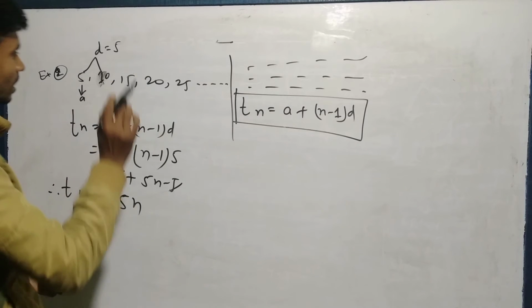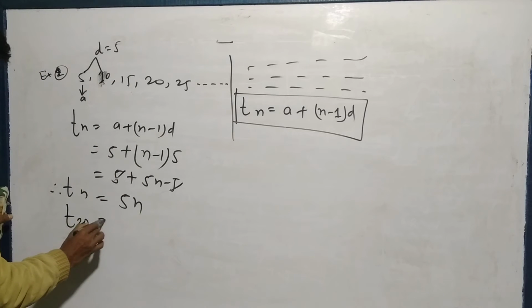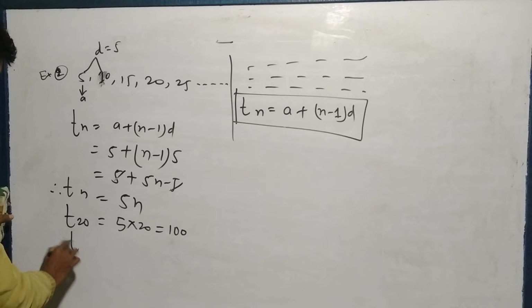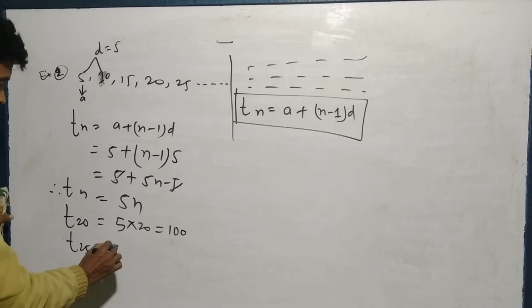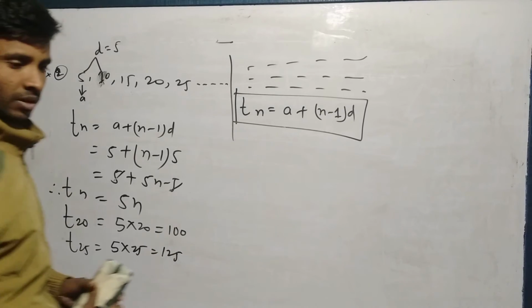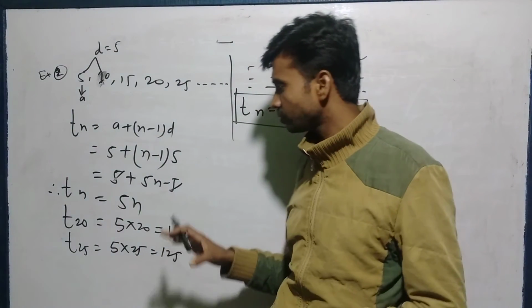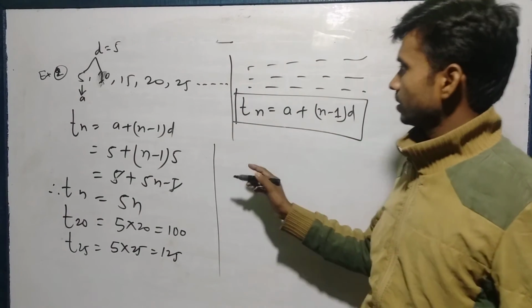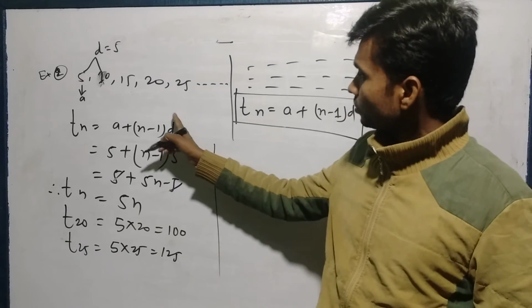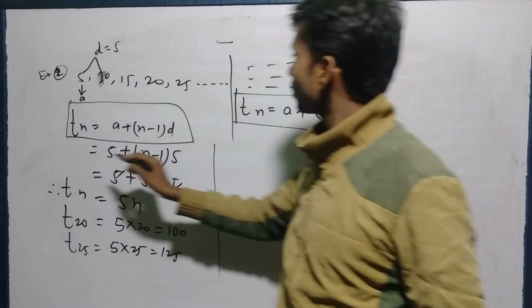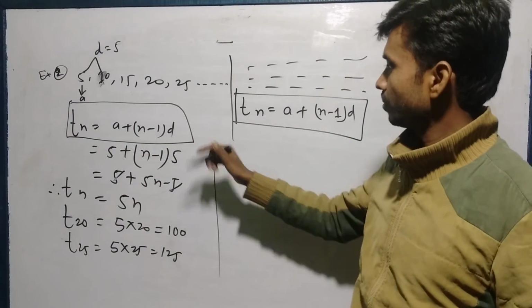Okay. So you can find any term. How can you find T20? It means 5 multiply 20, that is 100. How can you find T25? 5 into 25 is 125. With the help of Tn, you can find any term of the sequence. Okay. So you can find Tn by the help of A and D using the formula.